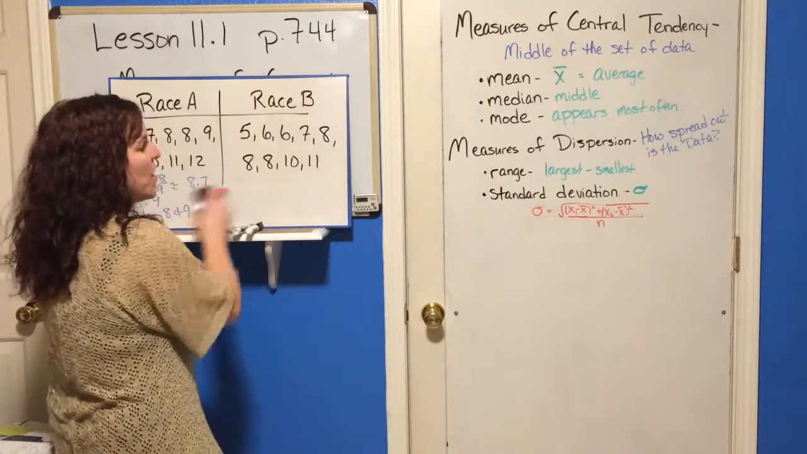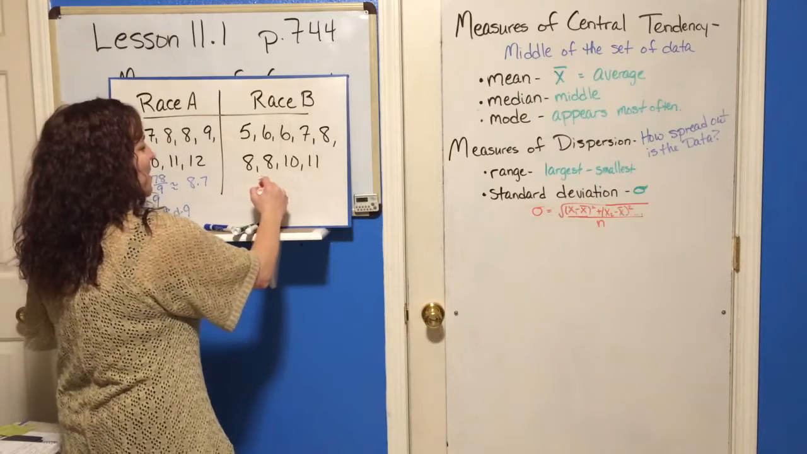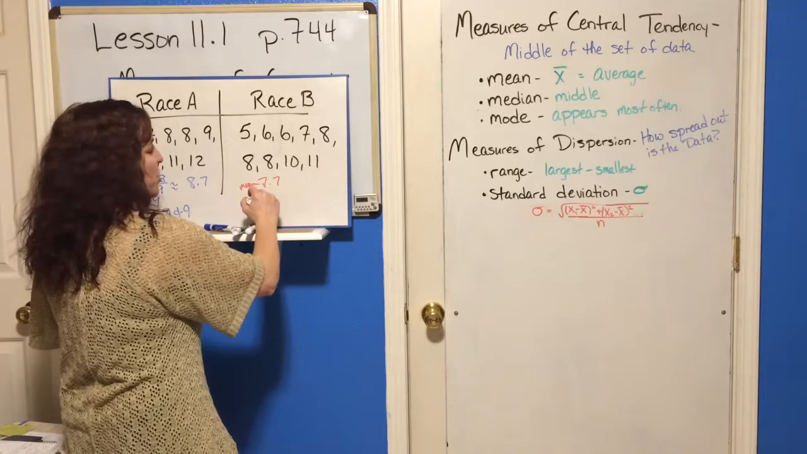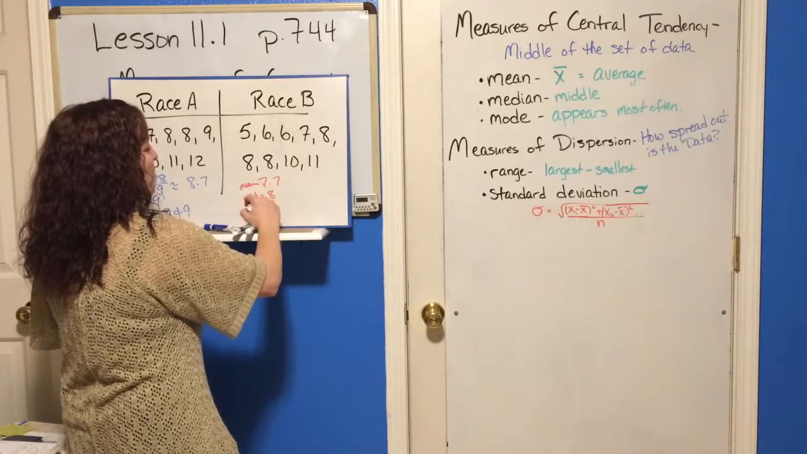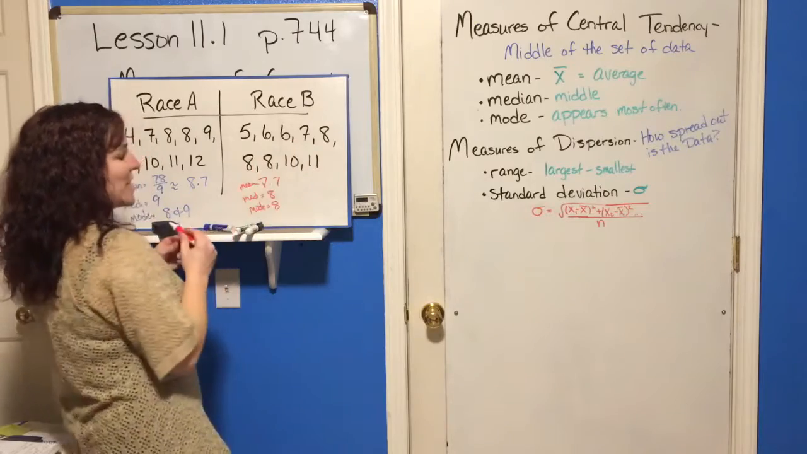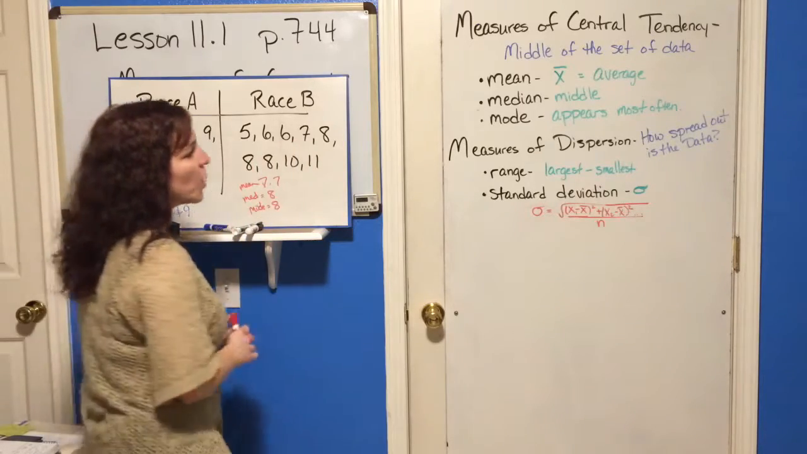I'll just tell you that you should have found the mean to be 7.7. The median you should have found to be 8. And the mode would also be 8 because it appears 3 times. Okay, moving right along.